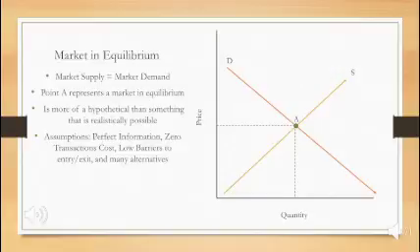When the supply and demand curves intersect, that is when the market is in equilibrium, and this is when the quantity demanded and the quantity supplied are equal. In the graph shown, that's represented by point A.